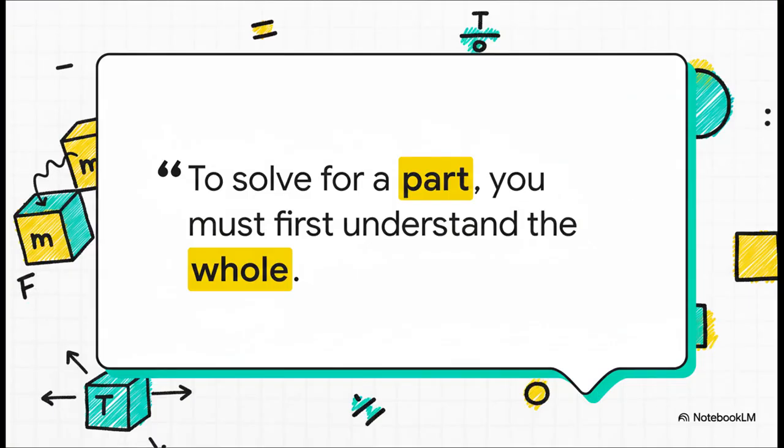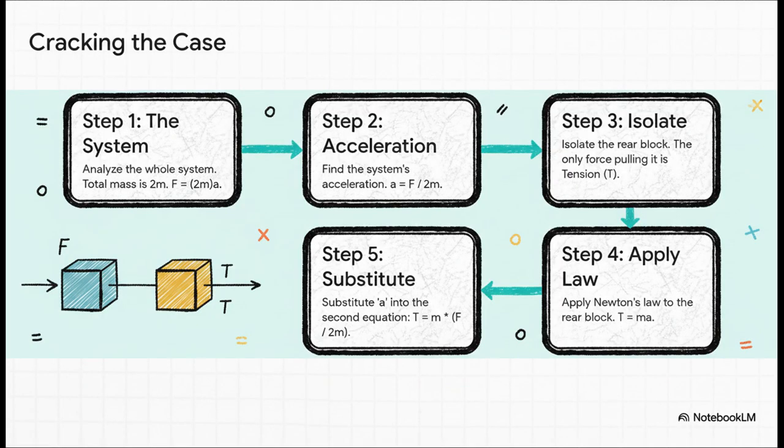This slide right here, this is our whole strategy. Before we can find the tension, which is just a part of our system, we need to analyze the whole system moving together. It's a great trick in physics, and this first step simplifies everything. Okay, let's follow the evidence, one step at a time. First, we look at the whole system as if it's one big object. The total mass being pulled is m plus m, so that's 2m. That means the equation for the whole train of blocks is F equals 2ma, easy enough.